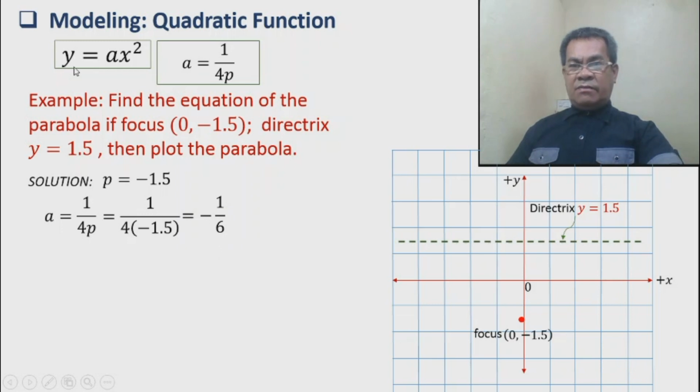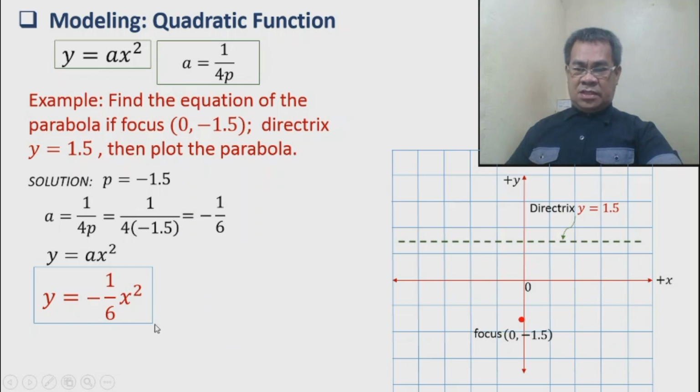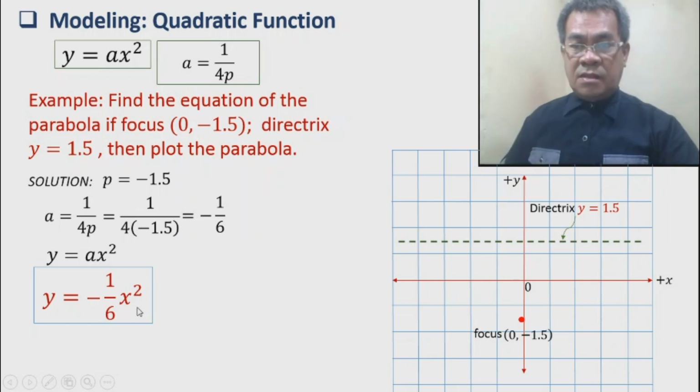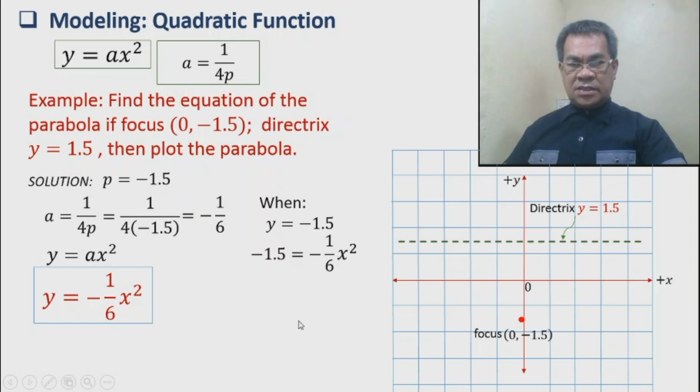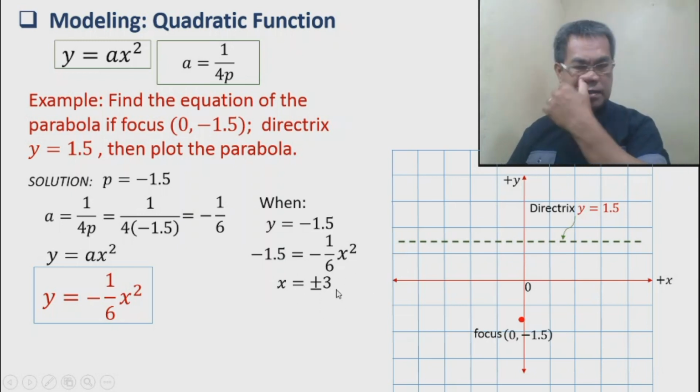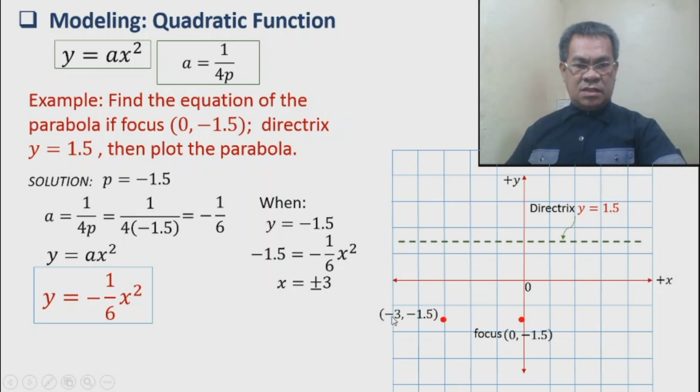So we can now formulate the equation of the parabola. It should be y is equal to a x squared, but a is negative 1 over 6, so y = -1/6 x squared. And this is the equation of the parabola. When y is equal to 1.5, this is the value of p. So when you substitute y here, you can solve for x, and x is plus or minus 3. So this will be the end point of the latus rectum at the x-axis. It should be (-3, 1.5). 1.5 is this one.